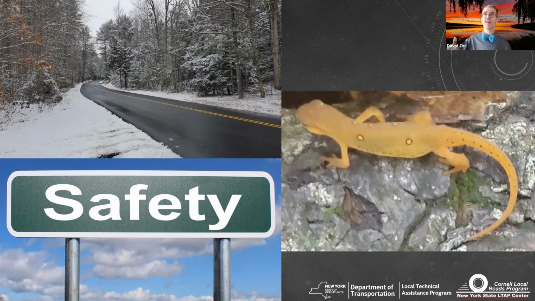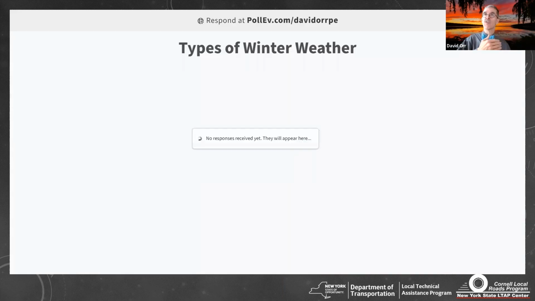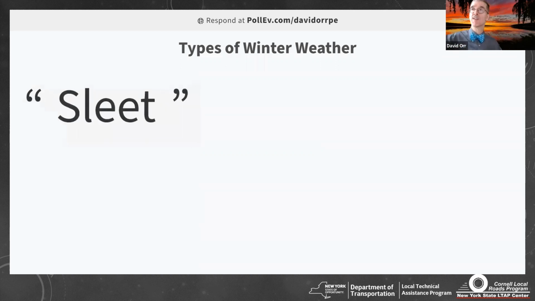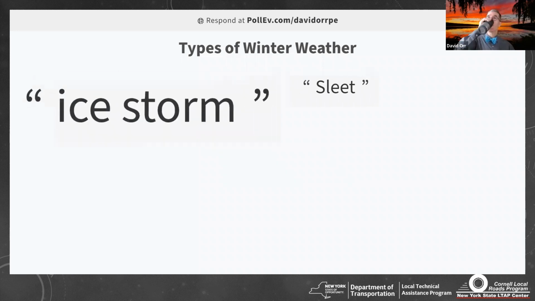Now, what do we got to deal with? We did a thing on snow and ice strategy a lot earlier, but let's just ask the question again. What kinds of winter weather do we have to deal with? So, sleet? Well, okay, yeah, sleet's good. Ice storm?